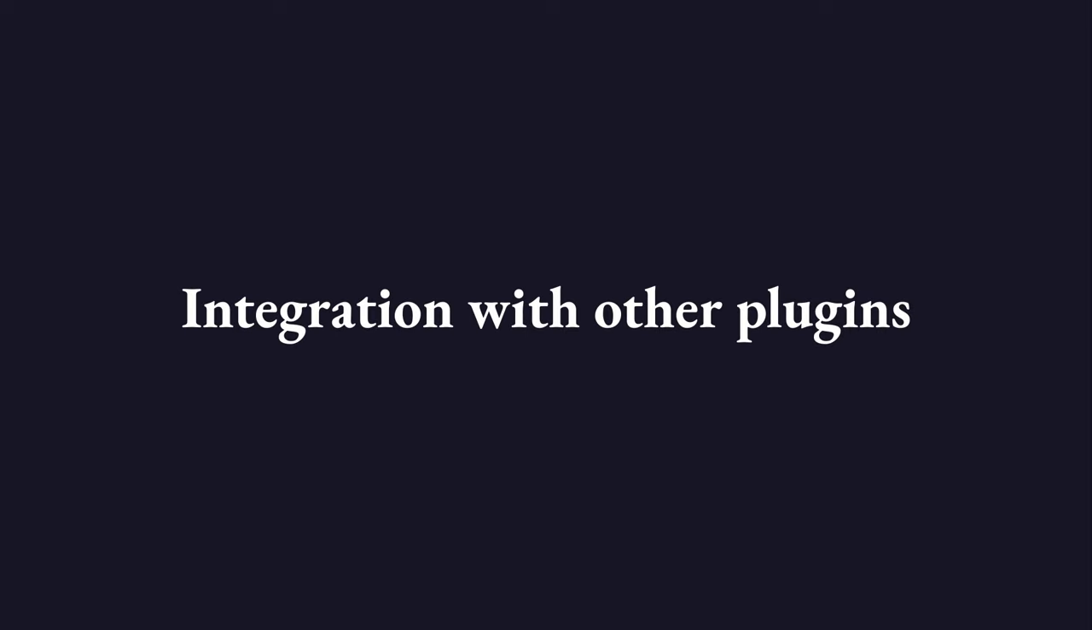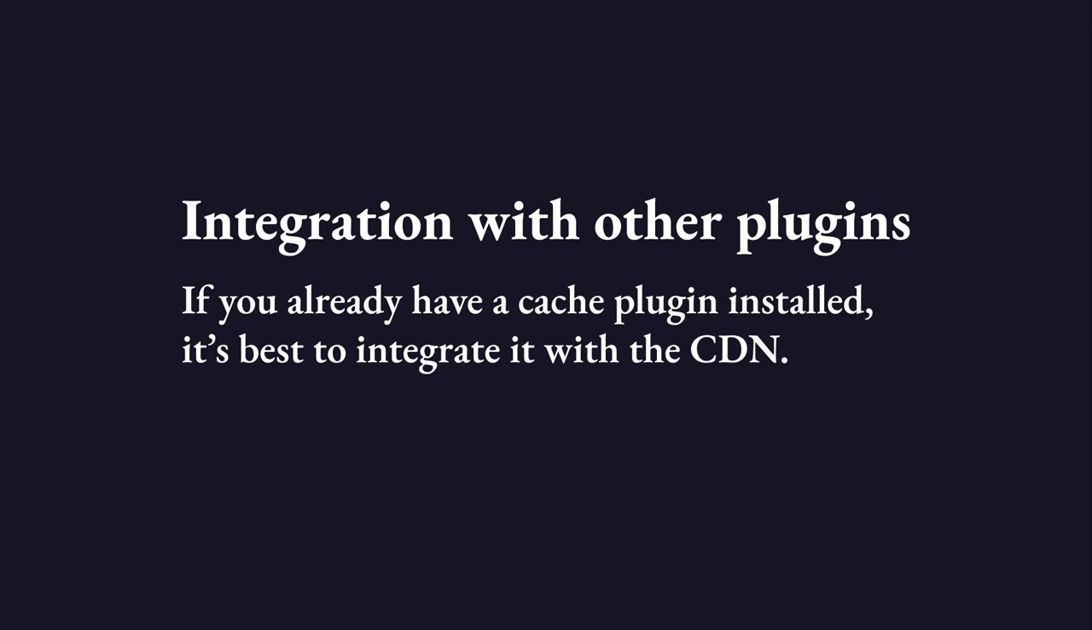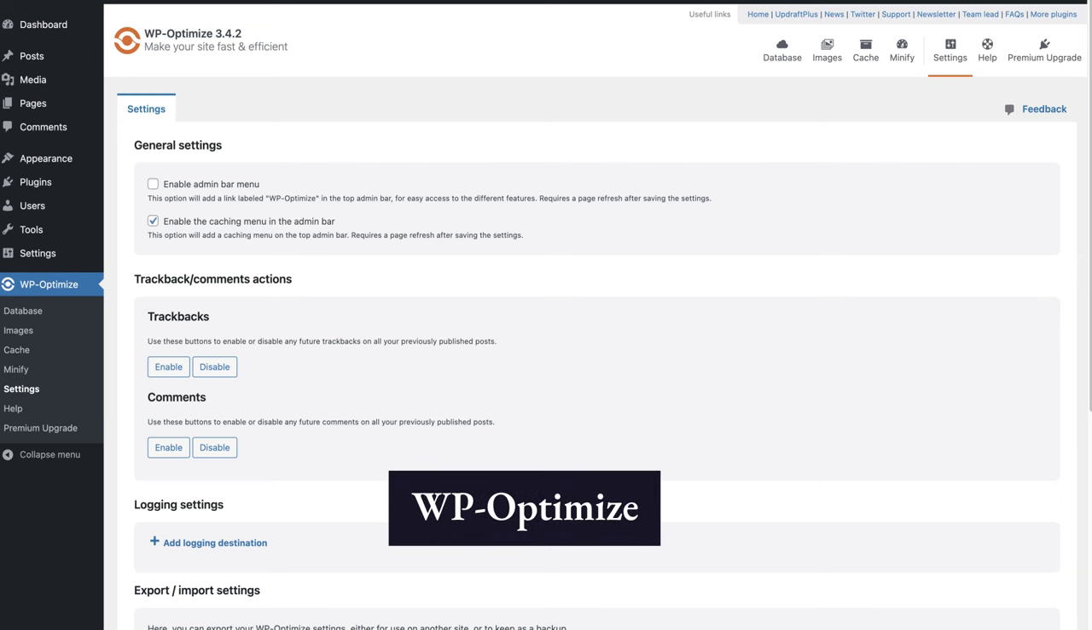The next step is optional, but if you already have a cache plugin installed, it's best to integrate it with the CDN to get the best results and avoid potential conflicts. Let's learn how to do it using several popular plugins. The first one is WP Optimize. The cool thing is you don't have to do anything as the plugin automatically integrates with Cloudflare, ensuring caching works seamlessly with Cloudflare's CDN services.